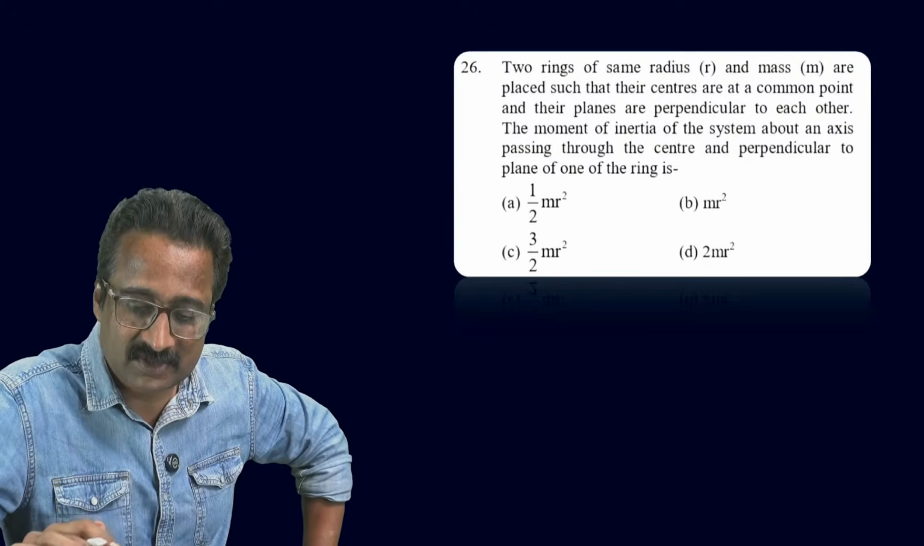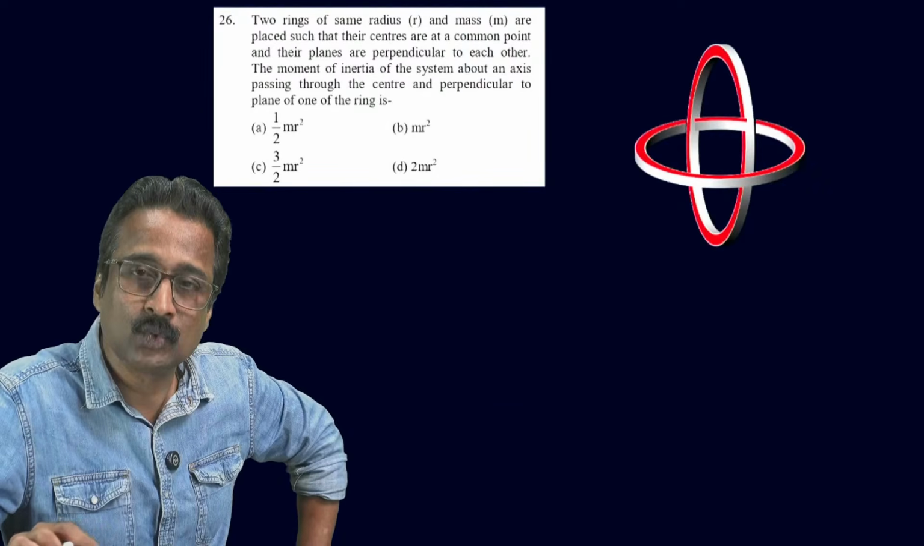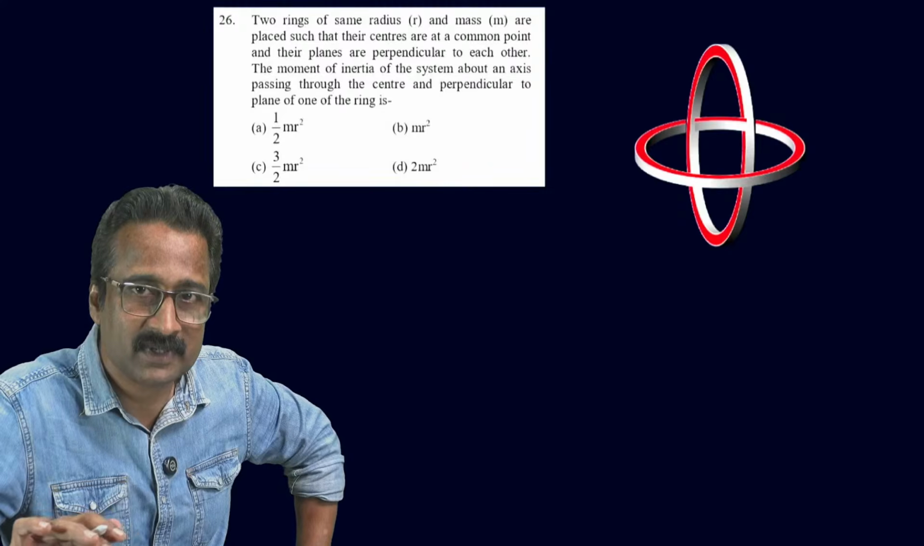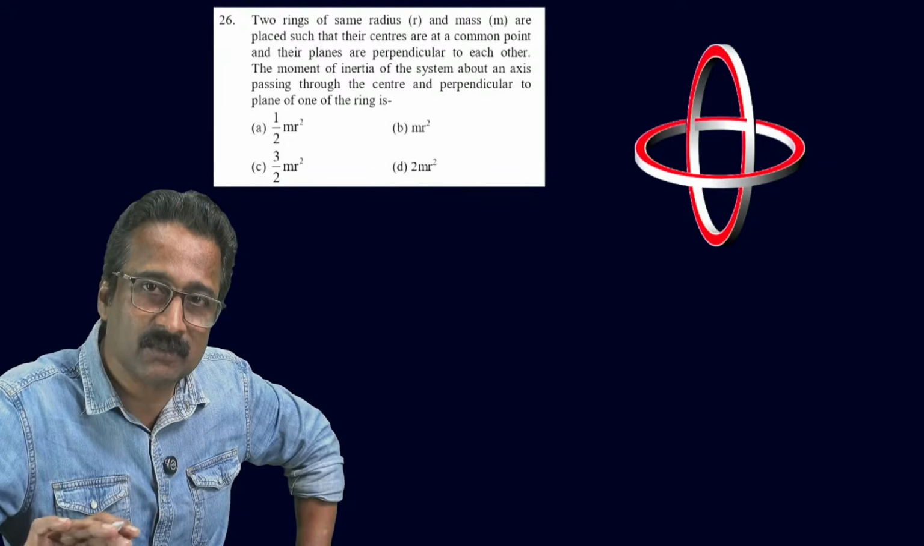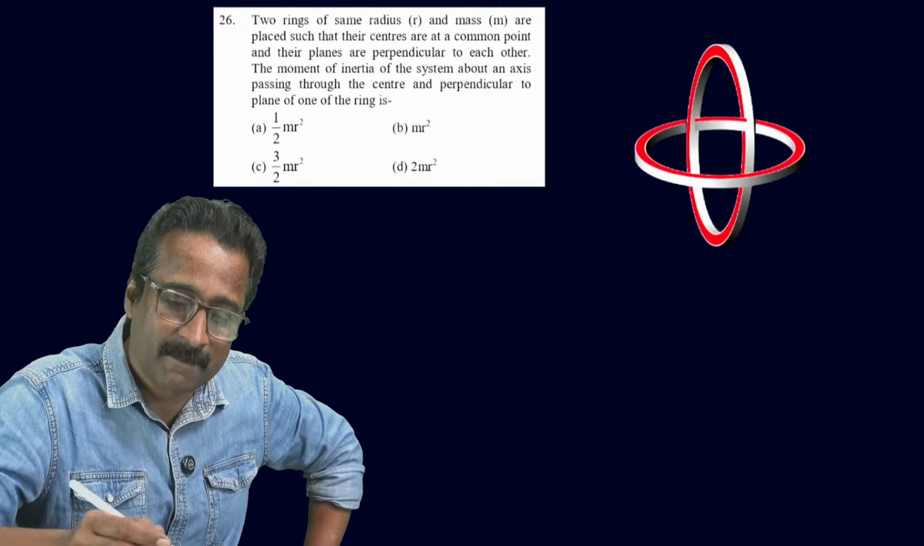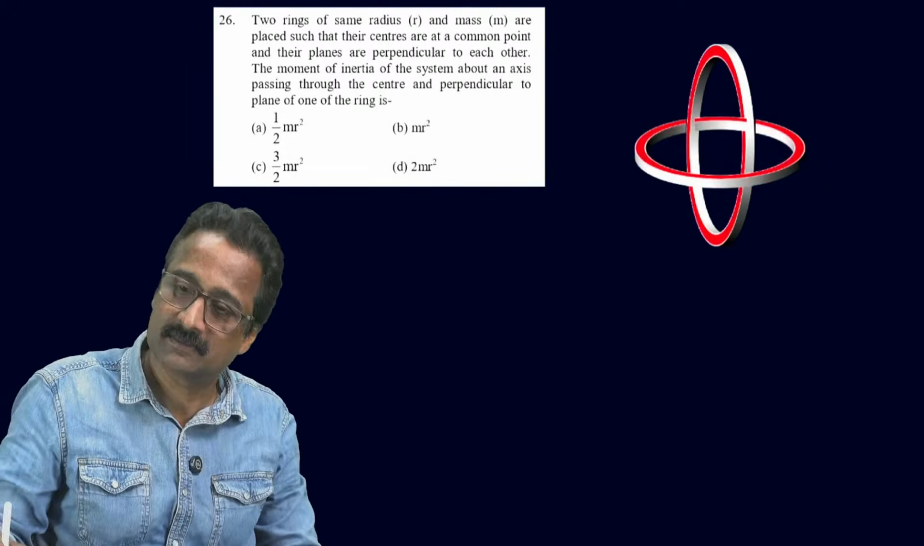You must read the question very carefully and understand how the diagram looks. There are two rings. They have a common center, but their planes are not common. They have two planes in mutually perpendicular directions. So altogether the system looks like this. This is the first ring, whose center is this.